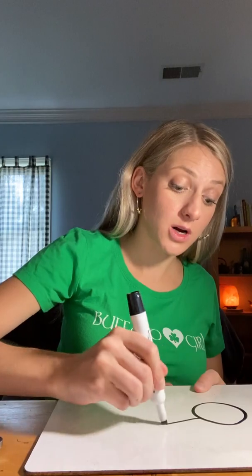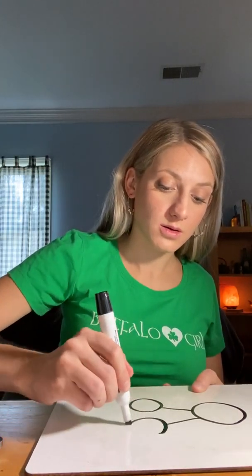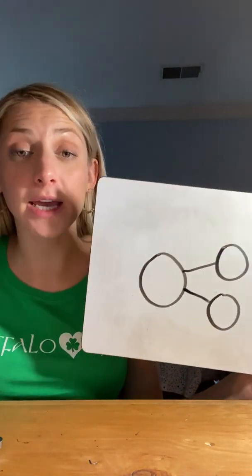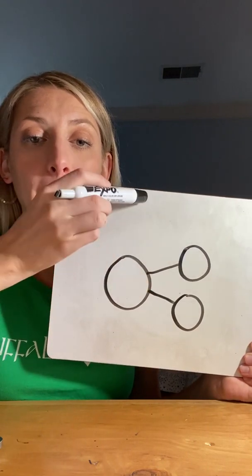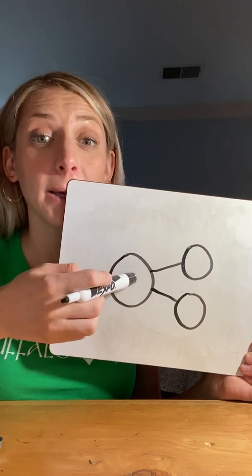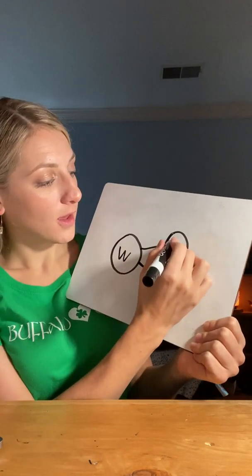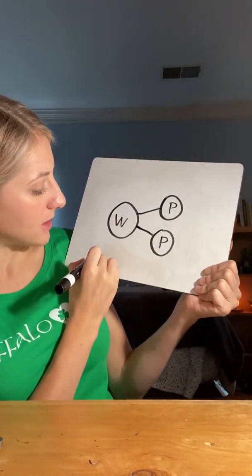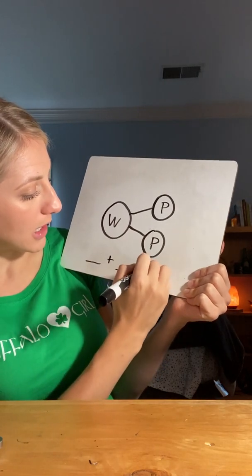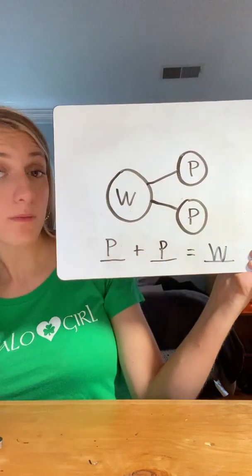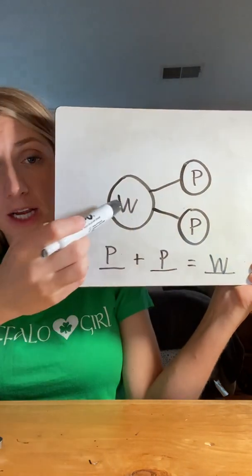Let's try another one. What if my number bond was circles and sideways? Ooh, here we go. Clap your hands when I get to the whole. Here is the whole. So whole, and then part plus part equals whole. In a number sentence, we have part plus part equals whole. Okay, here's our parts. Here's our whole.